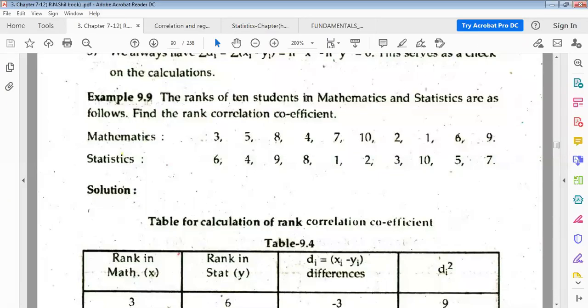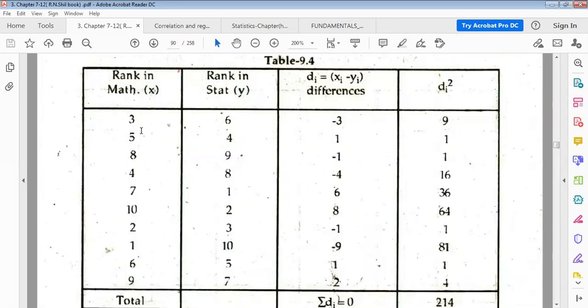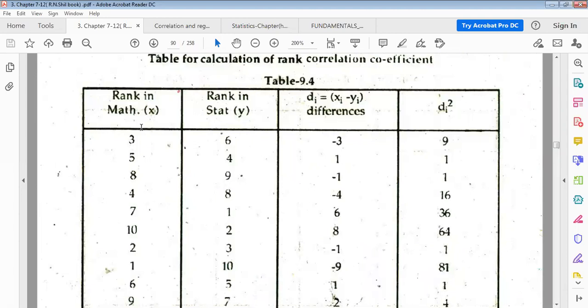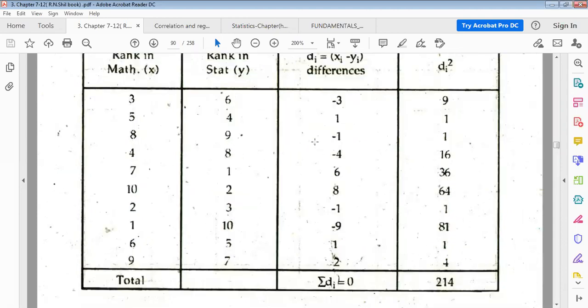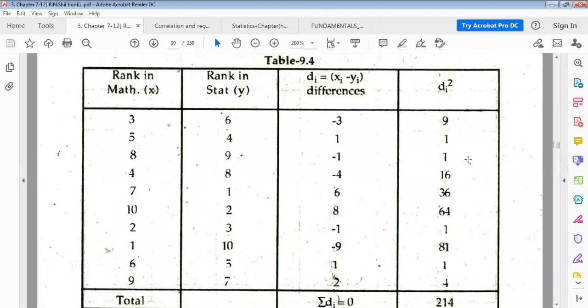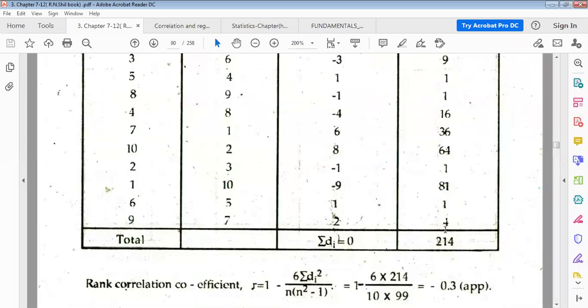In this example, the ranks of 10 students in mathematics and statistics are as follows. Find the rank correlation coefficient. Ranks in maths are given here, and ranks in statistics are given here, just taking the difference between them. 3 minus 6 will be this, 5 minus 4 will be this, 8 minus 9 will be minus 1, 7 minus 8 will be minus 4, and taking the summation, di equals 0, and this will be di whole square. Squaring this, we get the total 214.